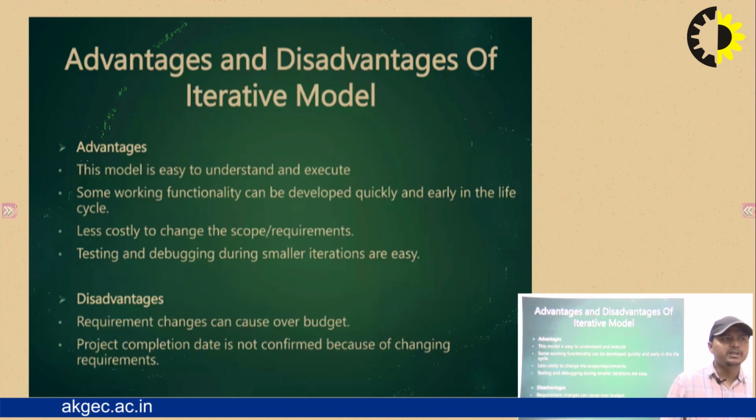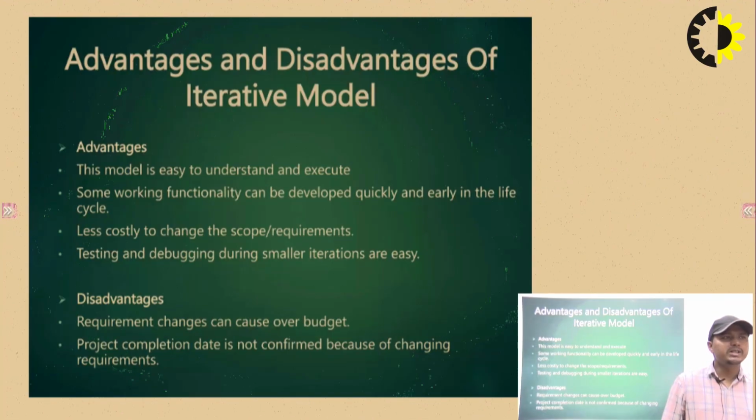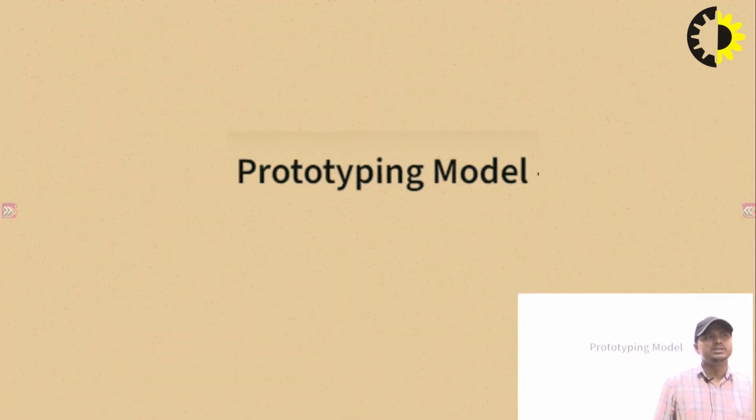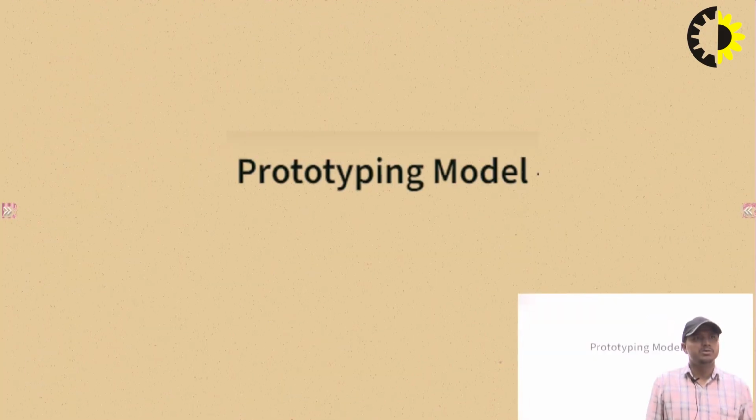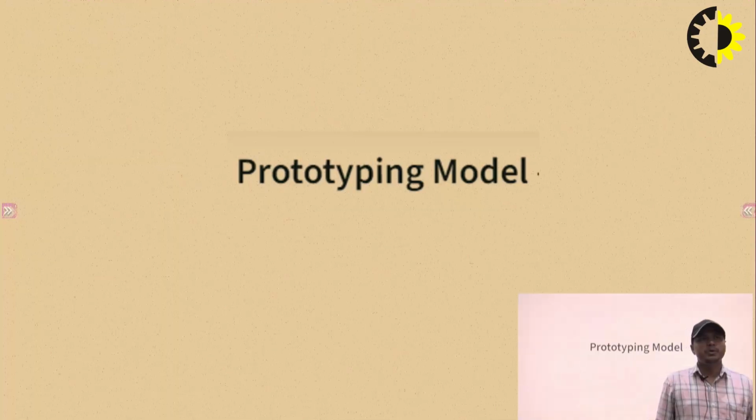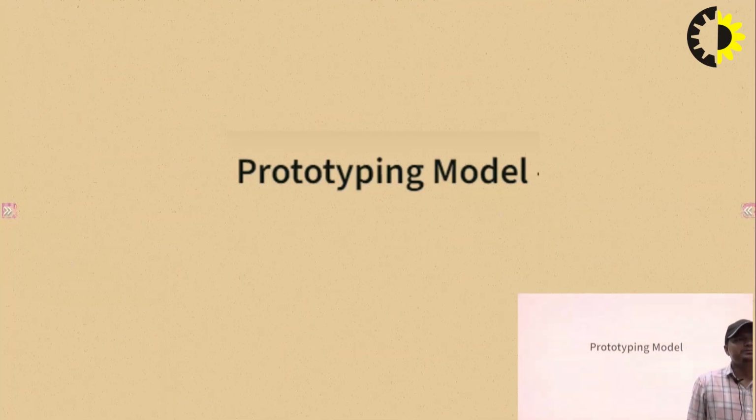And what is the disadvantage? Requirement changes can cause the project to go over budget, and the project completion date is not confirmed because of changing requirements. So these are some advantages and disadvantages of the iterative waterfall model. And the next model is the prototyping model.